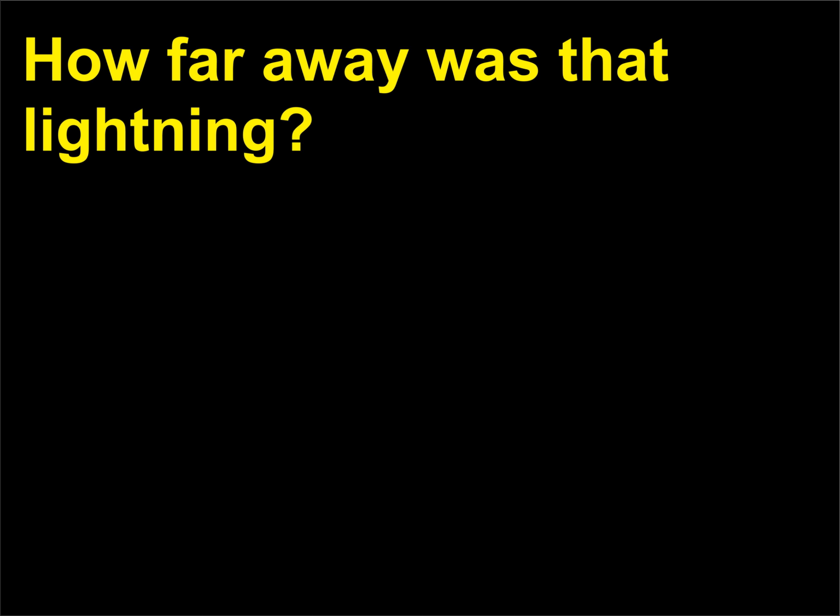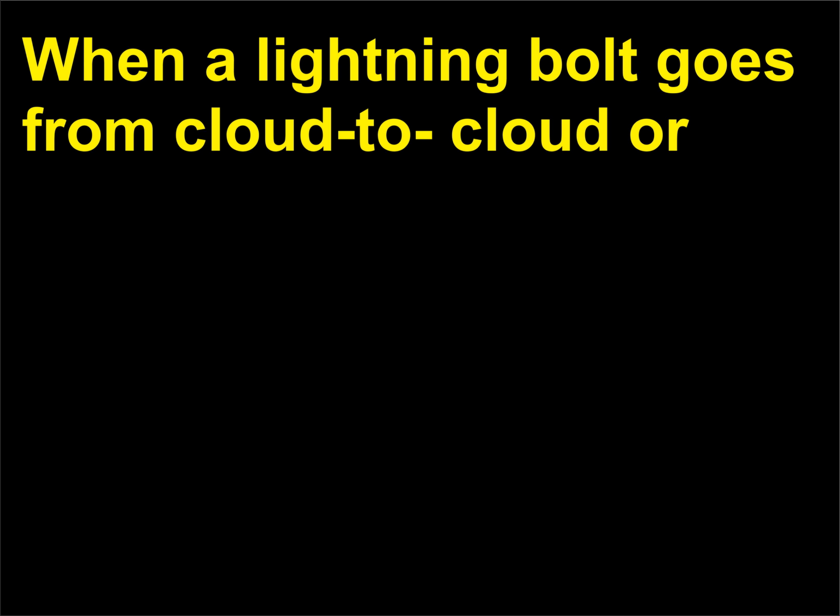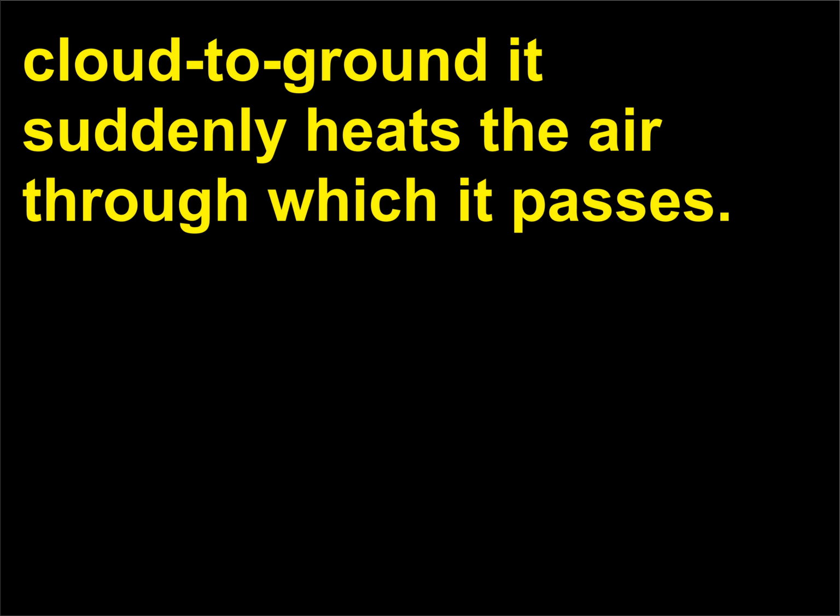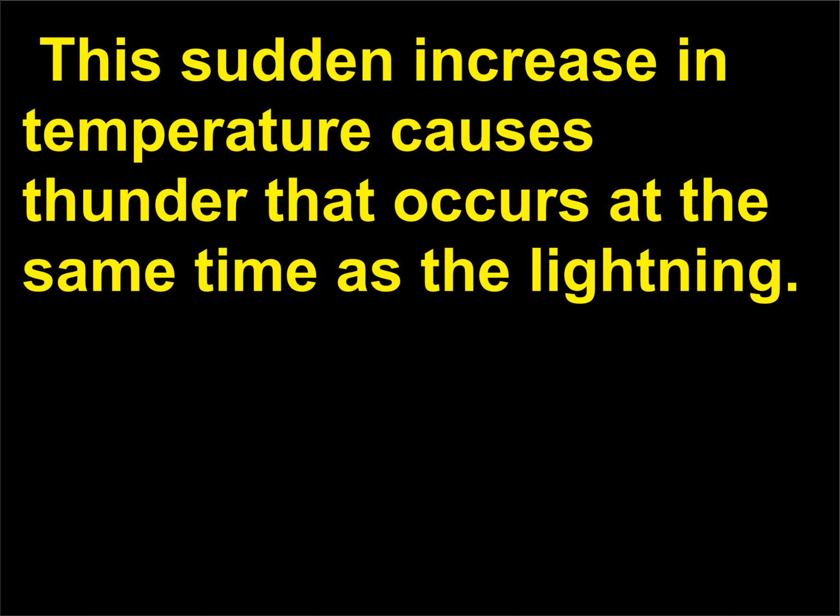How far away was that lightning? When a lightning bolt goes from cloud to cloud or cloud to ground, it suddenly heats the air through which it passes. This sudden increase in temperature causes thunder that occurs at the same time as the lightning.